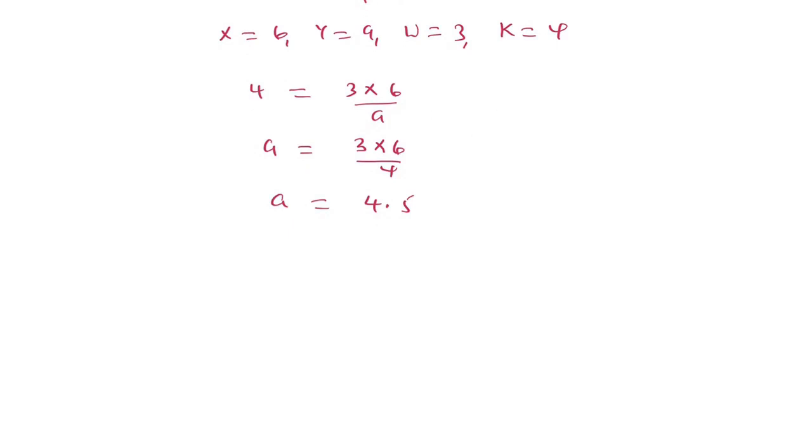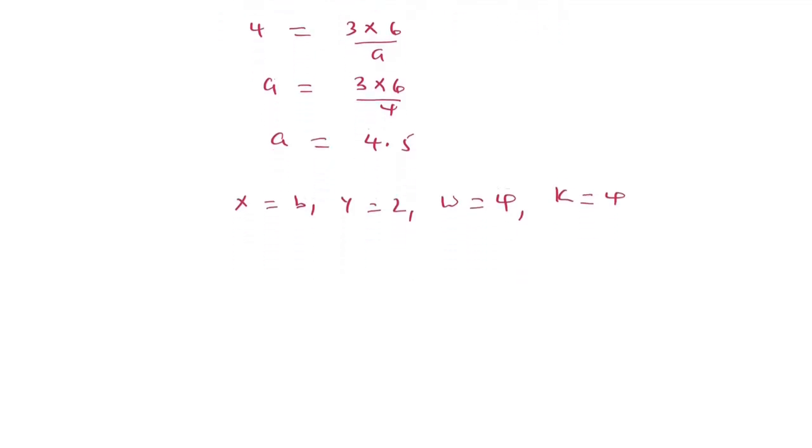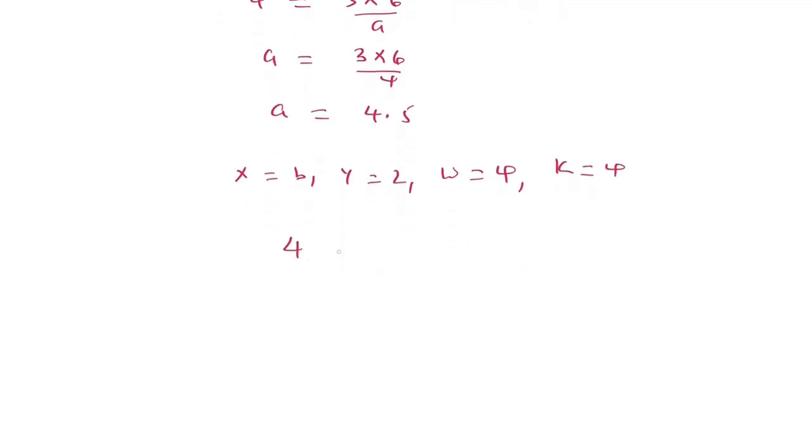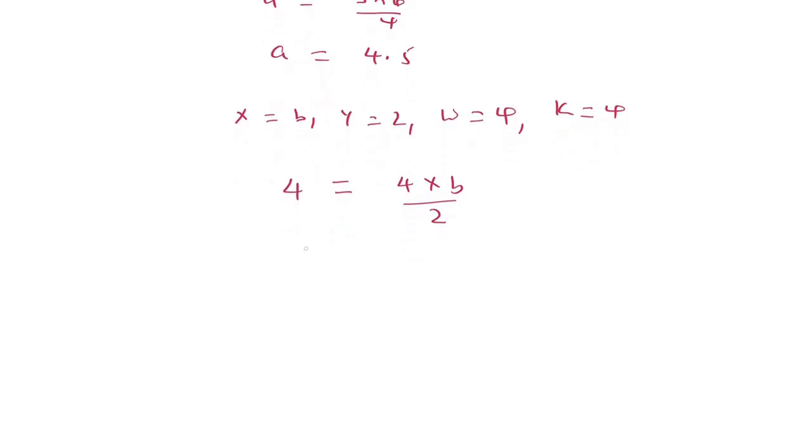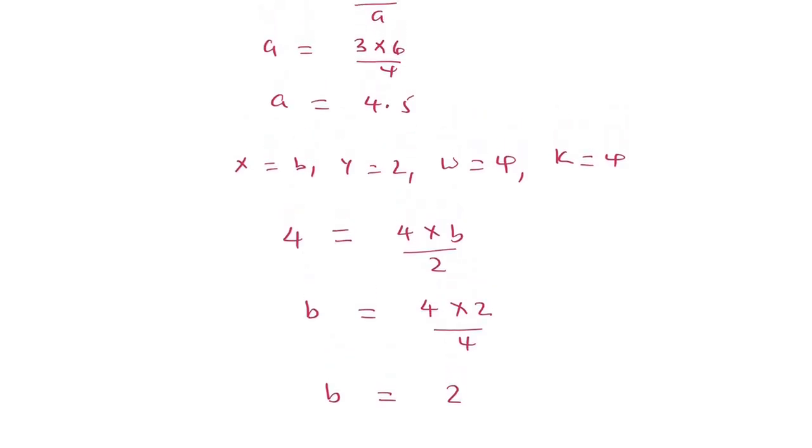And also, to find the value of B, we are going to substitute X equals B, Y equals 2, and W equals 4 from the table, and then we have K equals 4. Then our equation is going to be 4 equals 4 times B over 2. Now let us make B the subject, then B equals 4 times 2 over 4. Solving this, we have B equals 2. And those are the values of A and B required.